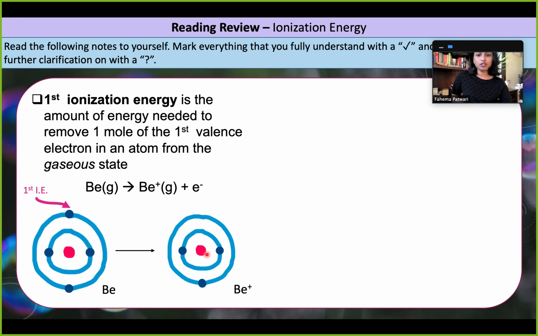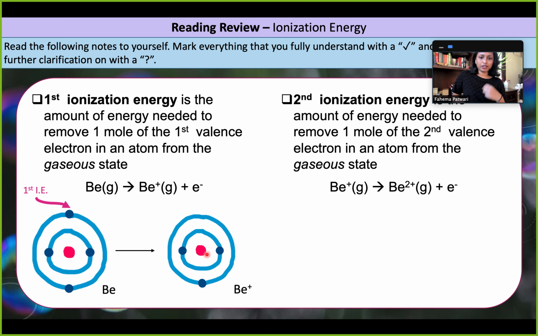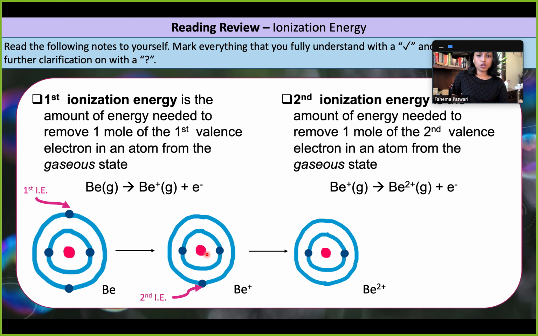Now, after that first electron is taken away, you could use more energy to remove a second valence electron from the atom, right? So that's called the second ionization energy. Whatever amount of energy is required to take the second electron away and produce a beryllium ion with a +2 charge, that's the second ionization energy. So we can see here the equation for second ionization energy. You start off with a positive ion in its gas state, and then once the electron is removed, it's still a positive ion, but it has a +2 charge.